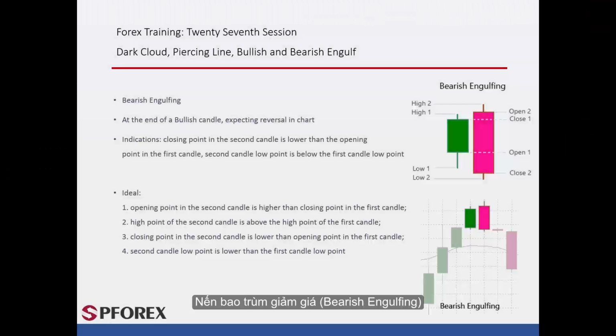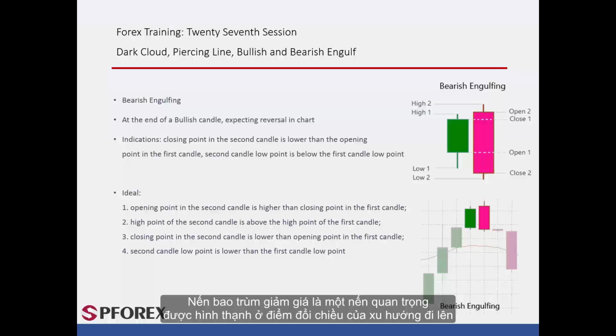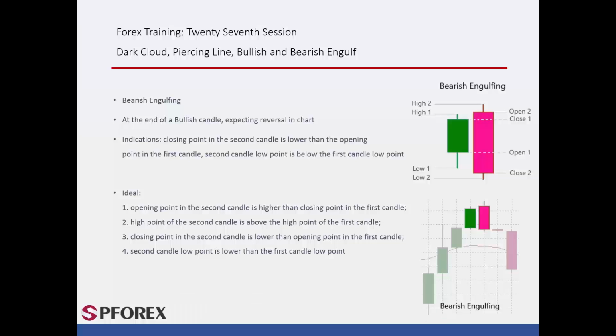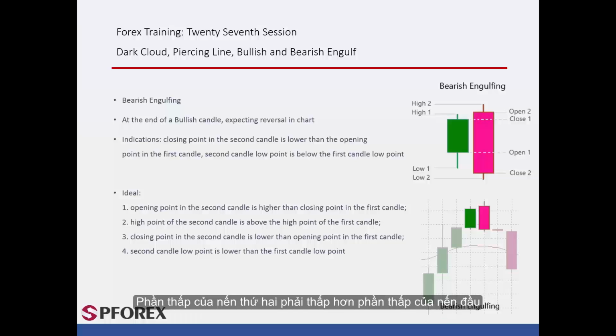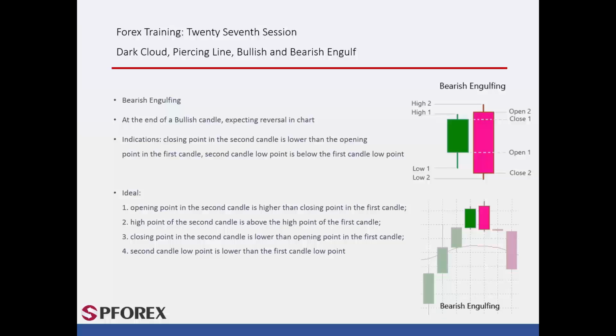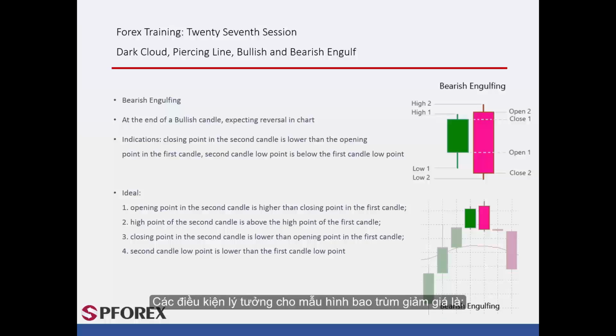Bearish engulfing candle. Bearish engulfing is an important candle that is formed at a reversal point of an uptrend. It consists of two candles, in which the close price of the second candle is lower than the open price of the first candle. The low of the second candle must be lower than the low of the first candle. The ideal conditions for bearish engulfing are as follows.